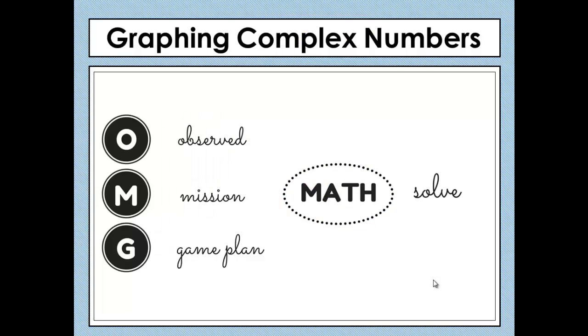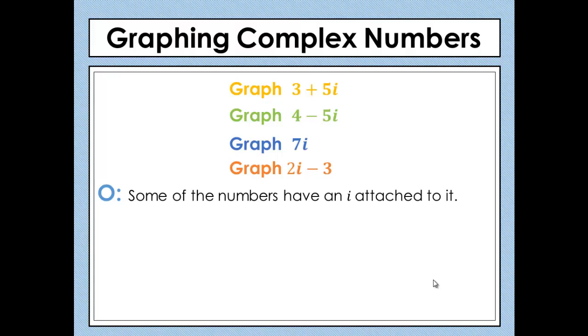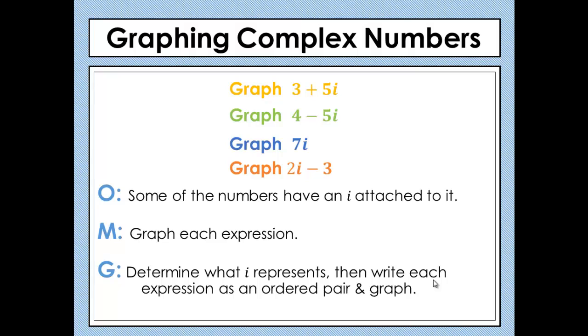Today we're practicing graphing complex numbers using the OMG math method. The question asks us to graph the four equations. As you can see, they all contain real and complex parts. The first thing we observe is that some of the numbers have an i attached to it. Our mission is to graph each expression, and our game plan is first to determine what i represents, and then write each expression as an ordered pair and graph it.